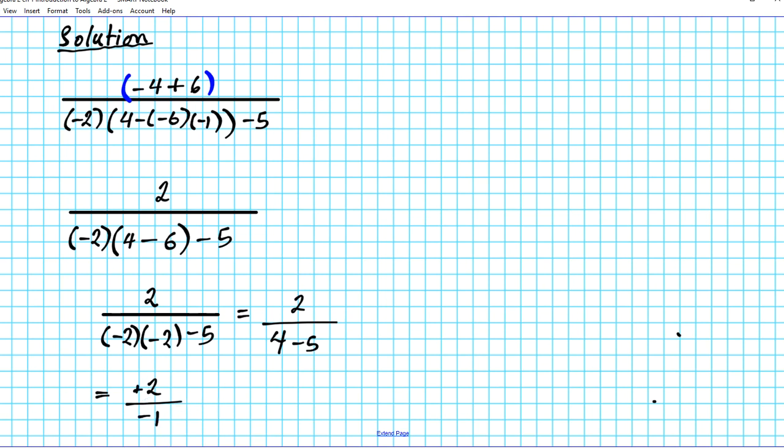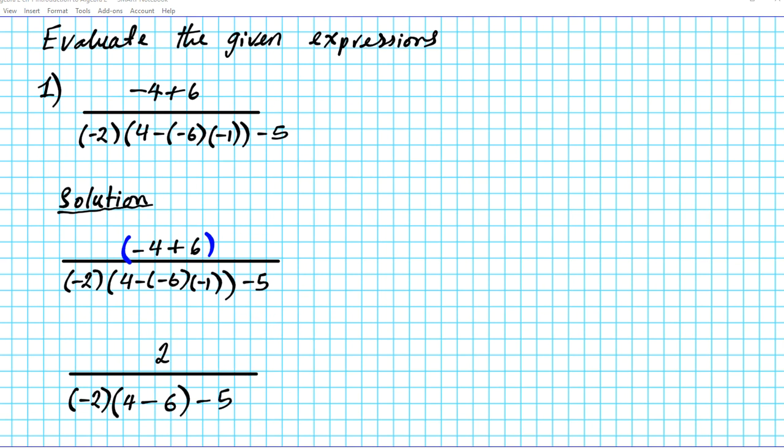Now, what is positive 2 divided by negative 1? Anytime you divide numbers with different signs, remember the rule, you always end up with a negative. 2 divided by 1 is just 2. Negative 2 is your final answer for this problem. All right, let's go ahead and try another example.